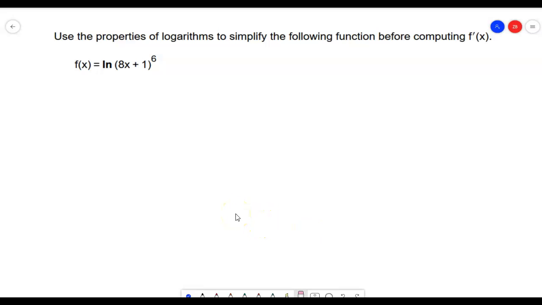Today I want to take a look at a couple of problems from section 3.9. This is on finding derivatives of logarithms and exponential functions. So I think I pulled up some examples from number 9 and number 10 in our homework here. The first one says use properties of logarithms to simplify the following function before computing the derivative.